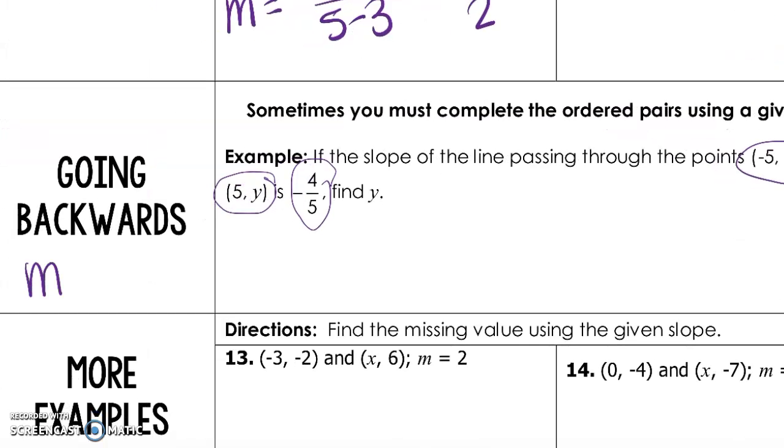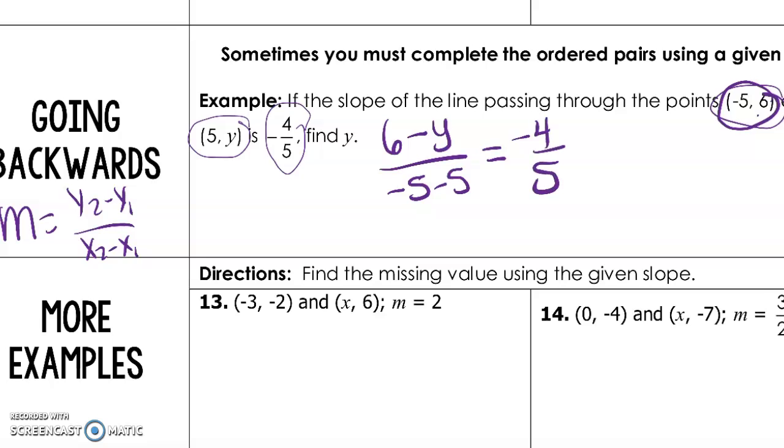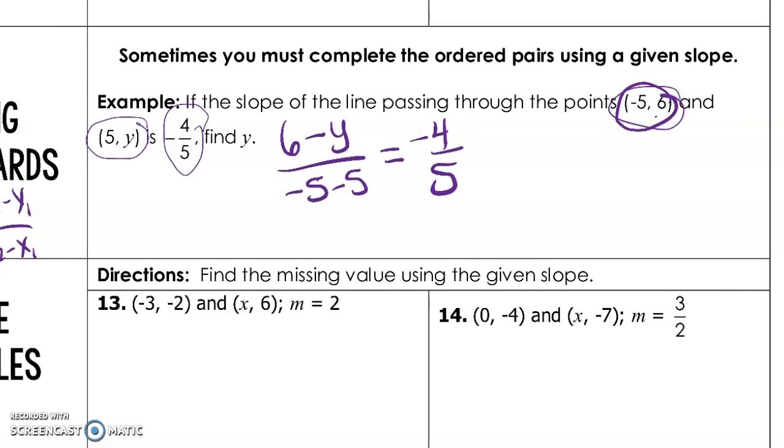So m equals y2 minus y1 over x2 minus x1. I'm actually going to put it so my m is on the right-hand side, though. All right, so here's what it looks like. 6 minus y over, so I used this one first. So 6 minus y, I need to do negative 5 minus 5. Should be equal to negative 4/5. So that's the first part, is just setting it up. Putting the y's together on the top, the x's together on the bottom, equal to whatever your slope is.